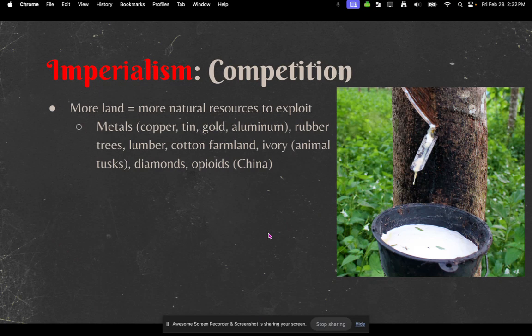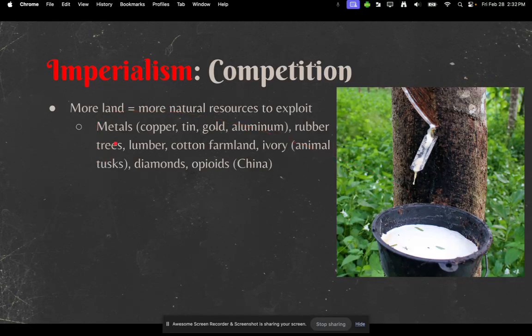One of the most famous resources to exploit would be rubber. Now, rubber traditionally comes from the sap of a rubber tree. Today, most rubber items are synthetic rubber, so probably made out of some sort of oil or petroleum. So if you're wondering why there is a picture of a tree, that's a rubber tree right here.